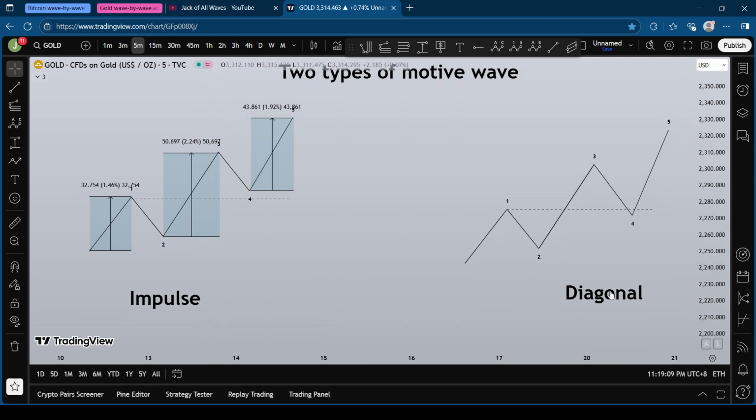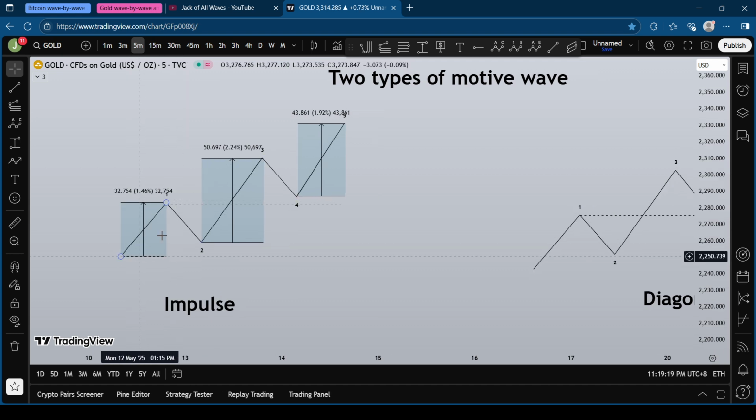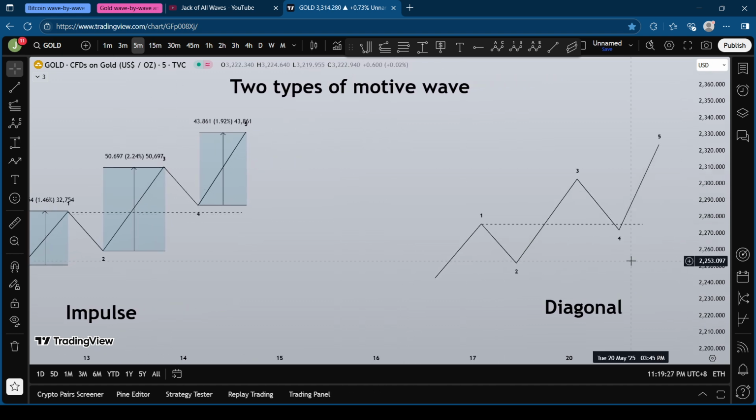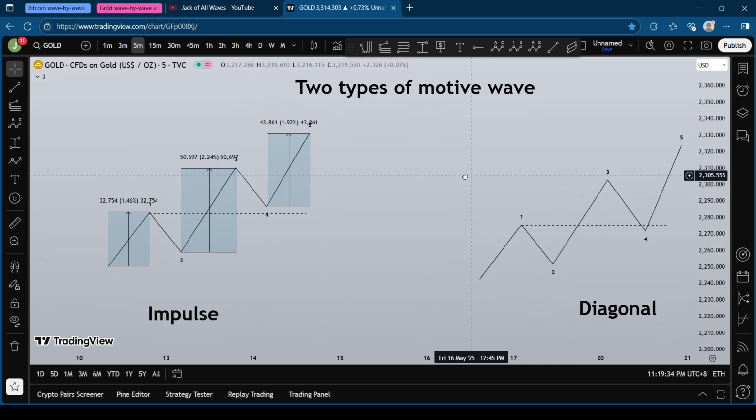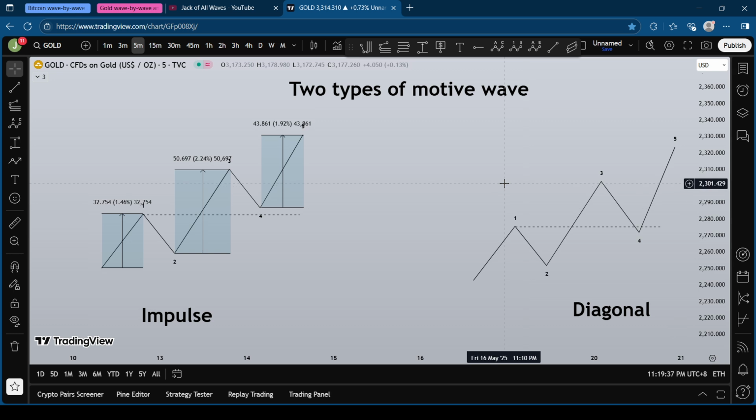So I repeat, diagonal can only happen in the first wave or the fifth wave. If diagonal happens in the first wave, we call it a leading diagonal. From the word itself, wave 1 is the leading wave, therefore leading diagonal. If the diagonal happens in the fifth wave, we call it an ending diagonal. So the diagonal can only happen at the start of the impulse wave or at the end of the impulse wave, but never in wave 3 of the impulse wave.